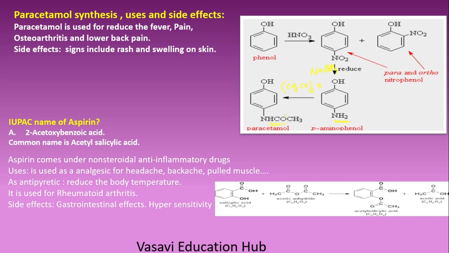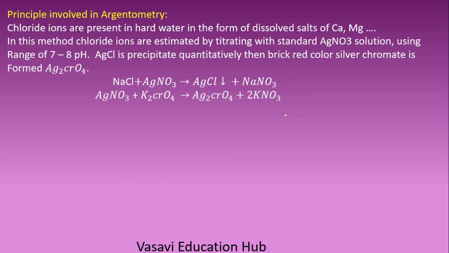So the uses of aspirin. Aspirin comes under non-steroidal anti-inflammatory drugs. It is used as an analgesic for headache, back pain, pulled muscle. It is also an antipyretic, reducing body temperature, and it is also used for rheumatoid arthritis. Major side effects occur with long-term use of aspirin: gastrointestinal effects, especially abdomen problems, and hypersensitivity. So these are the uses, preparation and side effects of paracetamol and aspirin. Clear, students?